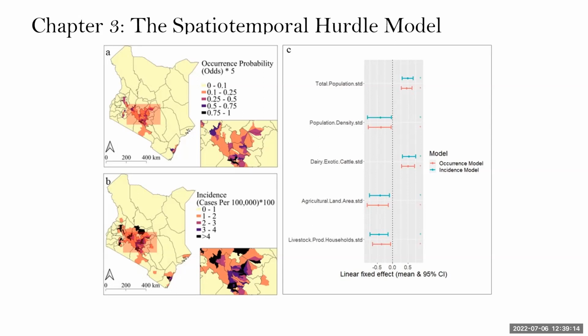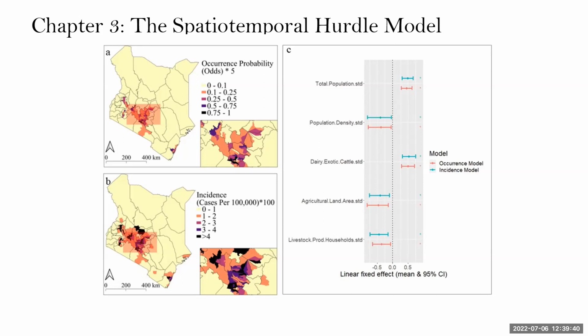And the linear covariates were standardized, centered and scaled prior to model fitting such that the parameters estimate the effect of one standard deviation change in the covariate on either the odds of anthrax occurrence or on anthrax incidents. The models both included spatial temporal random effects. This is sub-county per year to incorporate the spatial and temporal heterogeneity.